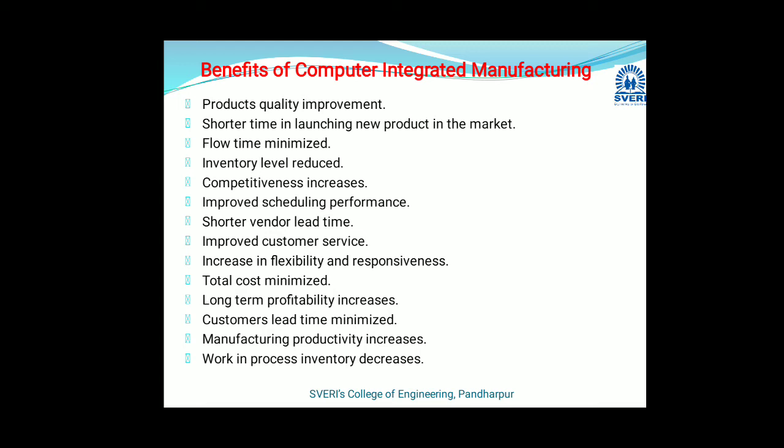Flow time is minimized, due to automation we minimize flow time in manufacturing. Inventory level is reduced, as we supply the right material to the right place at the right time. That's why we reduce inventory level. Also we will get more competitiveness and improved scheduling performance. Master schedule planning is there, so we will improve our performance. Shorter vendor lead time, improved customer service as per the requirement of the customer, supplying the demand. Increase in flexibility and responsiveness, total cost minimized, long-term profit increases, customer lead time minimized, manufacturing productivity increases.